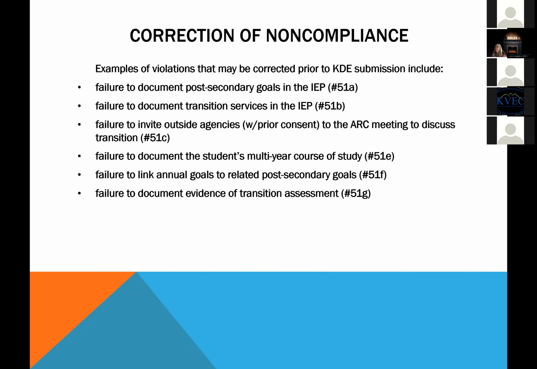Corrections of non-compliance. Examples of violations that may be corrected prior to you submitting them to KDE are a failure to document post-secondary goals in the IEP, failure to document transition services in the IEP, failure to invite outside agencies to the ARC meeting to discuss the transition, failure to document the student's multi-year course of study, failure to link the annual goals to related post-secondary goals, and failure to document evidence of transition assessment.